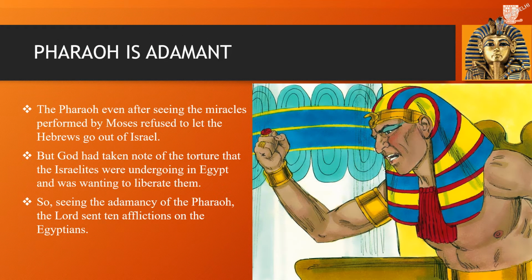Pharaoh was still adamant. Even after seeing the miracles performed by Moses, he refused to let the Hebrews go out of Israel. But God had taken note of the torture that the Israelites were undergoing in Egypt and wanted to liberate them. So, seeing the adamancy of the Pharaoh, the Lord sent 10 afflictions on the Egyptians. When the Lord saw that Pharaoh was not going to easily release them, God decided that He would send 10 afflictions, that is 10 plagues, 10 sufferings on the Egyptians.